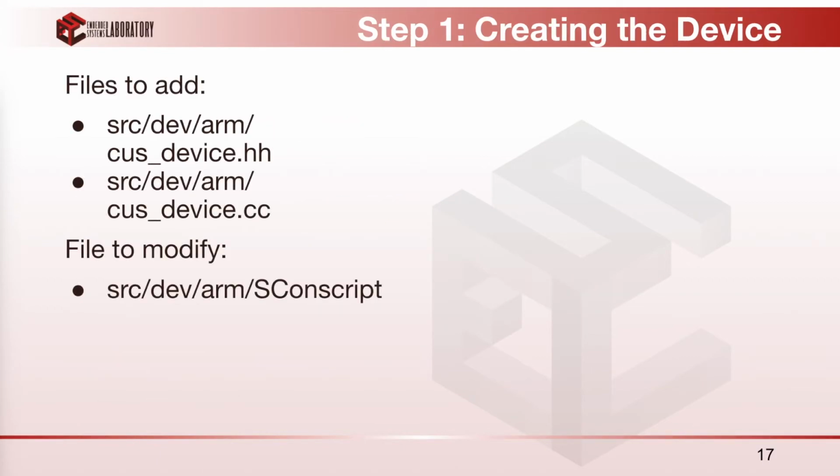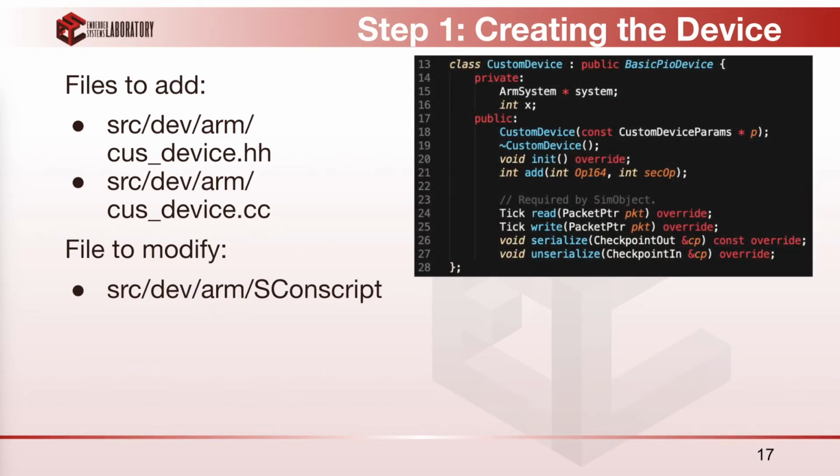So for the first step, we need to add the new device. We implement the new device in C++ using a header and associated implementation file, in this case, customdevice.cc and .hh. In general, all device models in gem5, ISA specific or not, are located in src/dev. Here I have pictured the header definition for the custom device class. As you can see, it inherits from the basic PIO device class, which has some required methods which are at the bottom there. The most important parts of the class are the private variables and the add method.